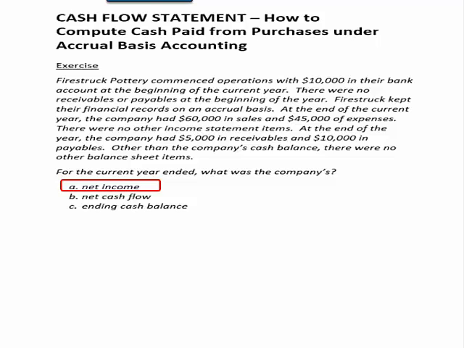Firestruck kept their financial records on an accrual basis. At the end of the current year, the company had $60,000 in sales and $45,000 in expenses. There were no other income statement items. In other words, there were no other revenues or no other expenses. At the end of the year, the company had $5,000 in accounts receivable and $10,000 in accounts payable. Other than the company's cash balance, there were no other balance sheet items. So these are all the items that could have been in the financial statements of Firestruck Pottery.